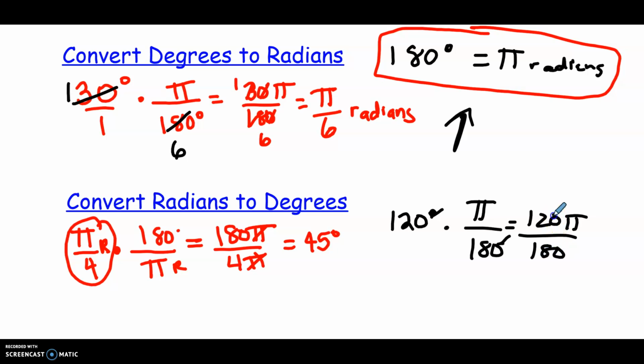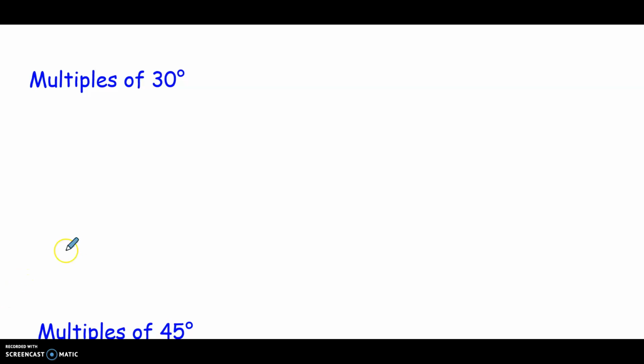And again, you would just reduce, and you would see that 6 goes into both, so you get 2 pi over 3. That's one way. There is another way that we will show you in class, which is a proportion, but this is the way that I think most kids are most comfortable with. If you recall something with proportions, we will show you that method next time in class.